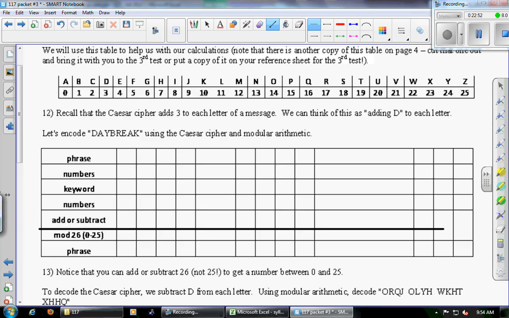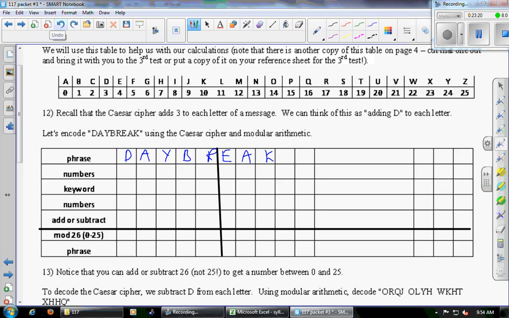And let's see, what do we want to do? So let's go to number 12, and we're back to Morgan. Okay, so we're going to do the Caesar cipher in a way that is going to seem longer than the way that we did before. I'm not saying that what we're about to do is a better method, but it's going to lead us into this new idea of today's encryption stuff. So the phrase is daybreak. So go ahead and write daybreak right there in the top.